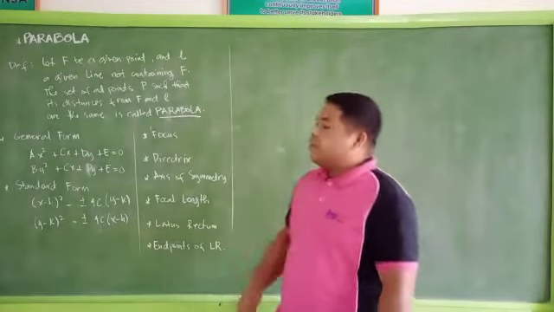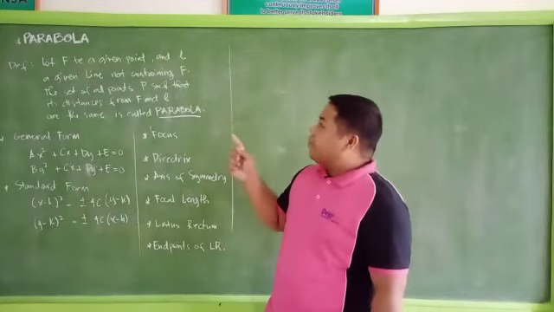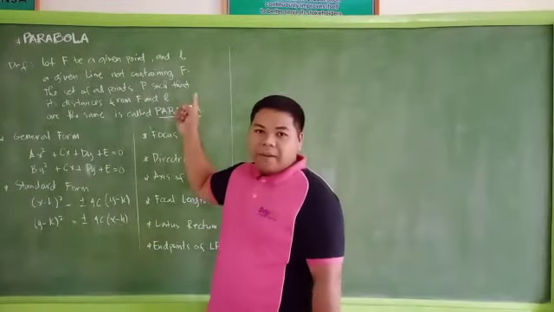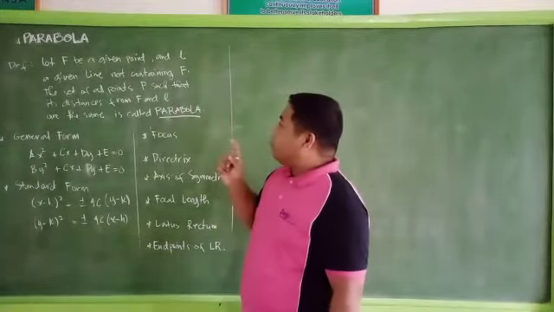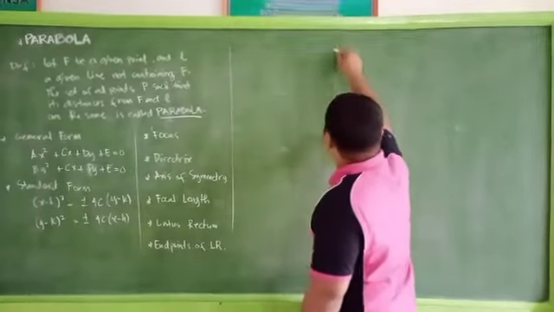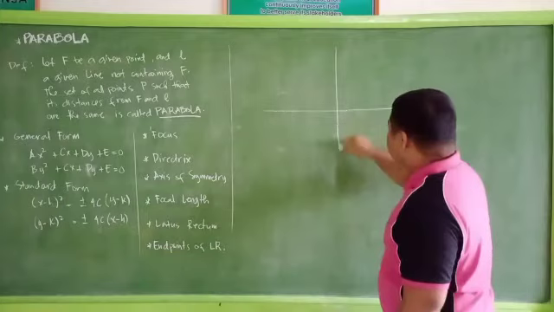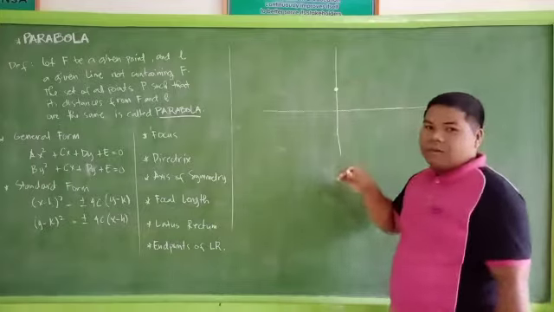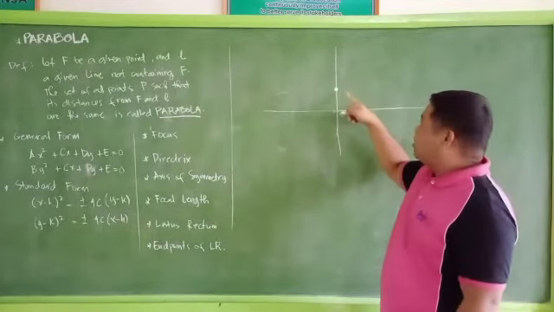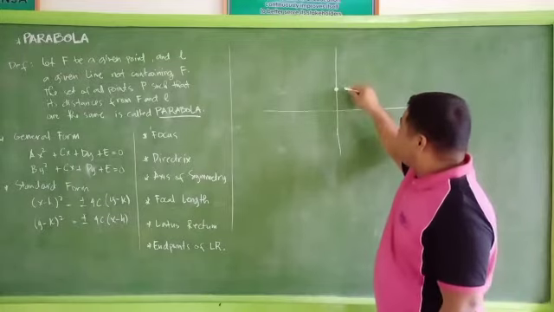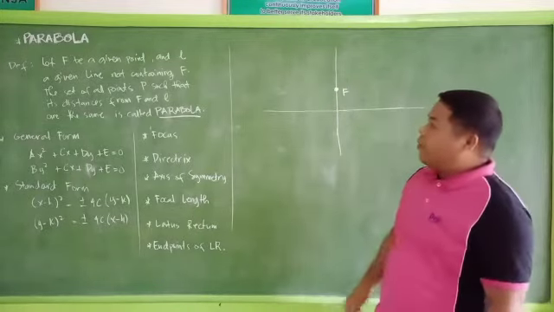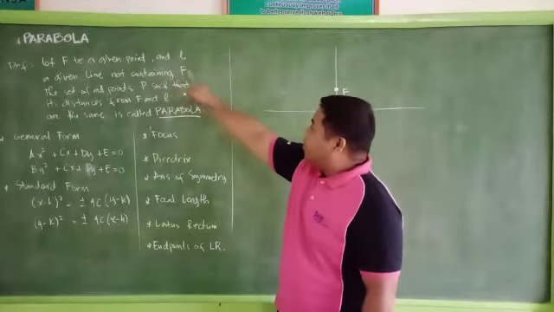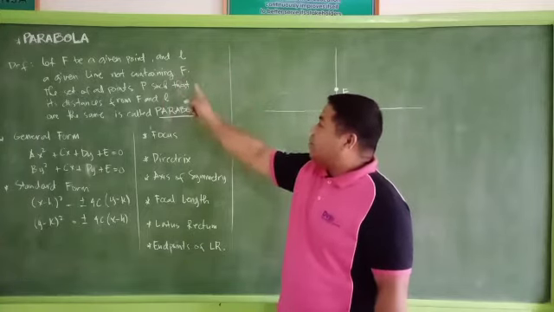So let's start with the definition. Definition: let F be a given point and L a given line not containing F. Isa-sign natin. Let's say for example, we have here a Cartesian plane. Sabihin natin, itong point na to, wala siyang specific coordinates dyan. Let's say itong point na to, we denote this one as point F. Let F be a given point and L a given line not containing F.